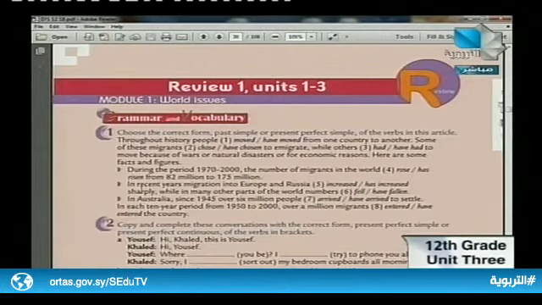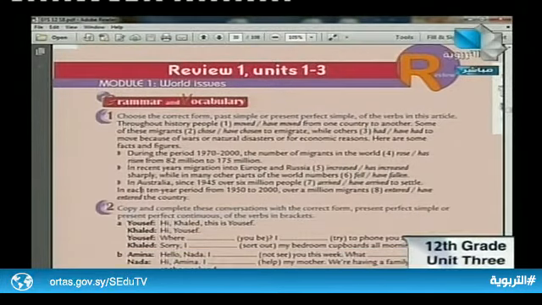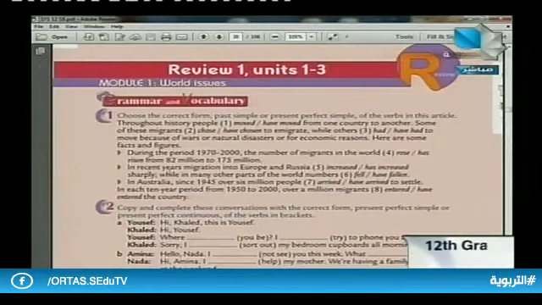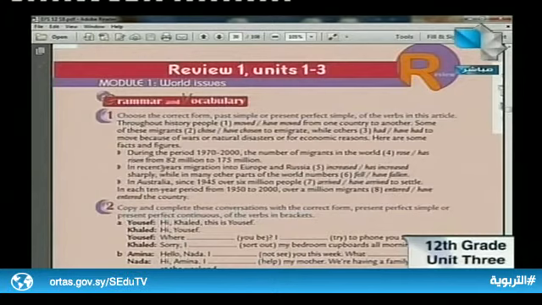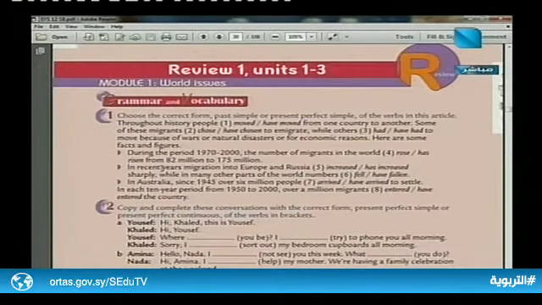Simple past. Okay. In recent years, migration into Europe and Russia has increased sharply, while in many other parts of the world, numbers have fallen. In recent years, again. Recent is the cause. With recent, we use the present perfect. Number 5, because we don't have a fixed time here, but periods till now. The action is still going on.